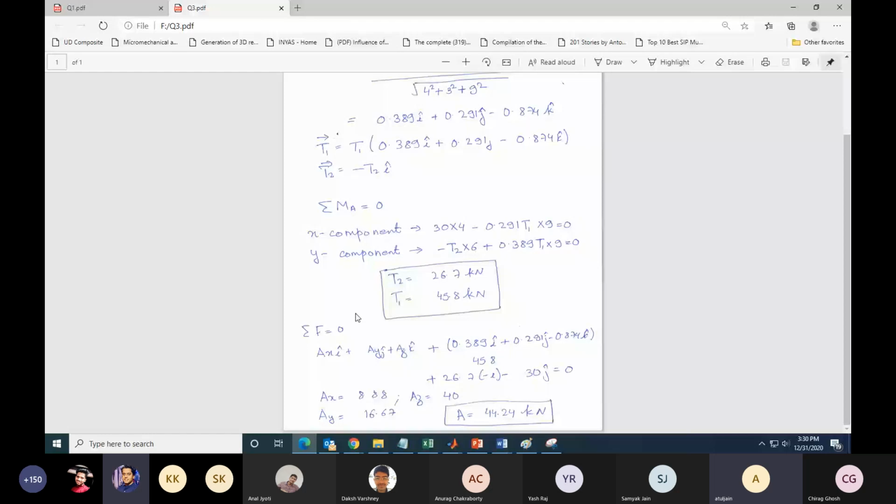Point A is a ball and socket joint. That's why there is no moment about point A. Yeah, but Ax, Ay, Az are there. Yeah, yeah. Thank you, sir. That is coming in.